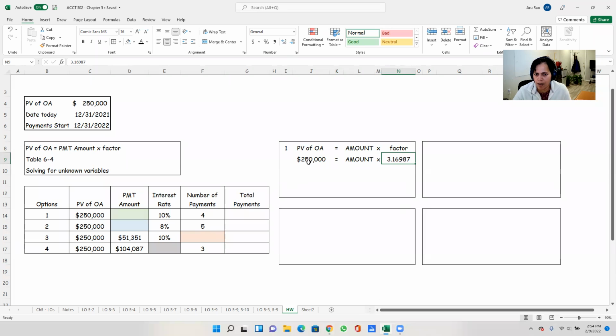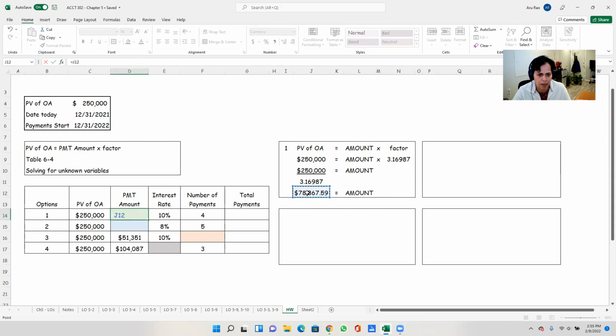So I knew the interest rate, I knew the number of periods, I knew which table to go to, I found the factor. I have 3 variables in the equation, 2 are known, 1 is unknown. So all I need to do is rearrange the terms in the equation. I'm saying present value of ordinary annuity divided by factor equals amount. Once I rearrange it and solve, what I have over here is the amount. The answer I'm going to post now is going to be this number, and that's the answer we were looking for.